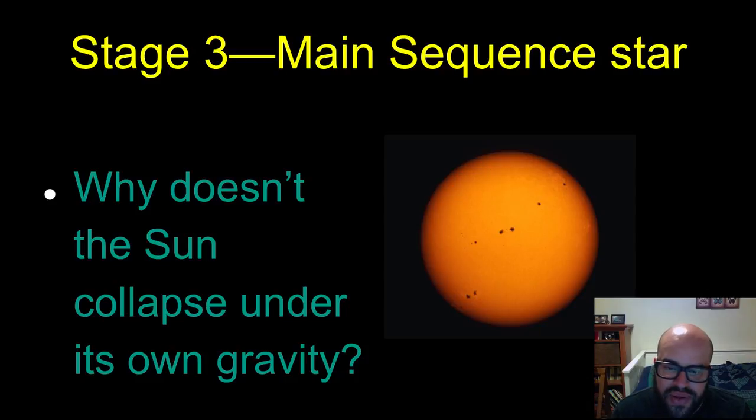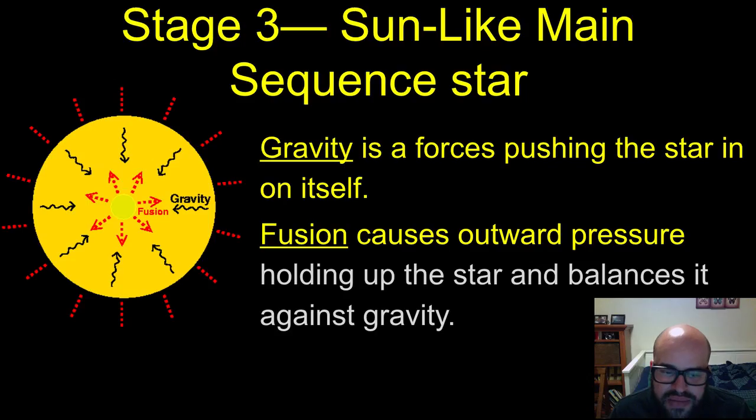So if you have a main sequence star that has so much mass, why doesn't it just collapse under its own gravity and shrink into nothing? Well, fusion. They counteract each other. Gravity is pushing the star in on itself, and fusion is causing outward pressure, holding up the star against the force of gravity.